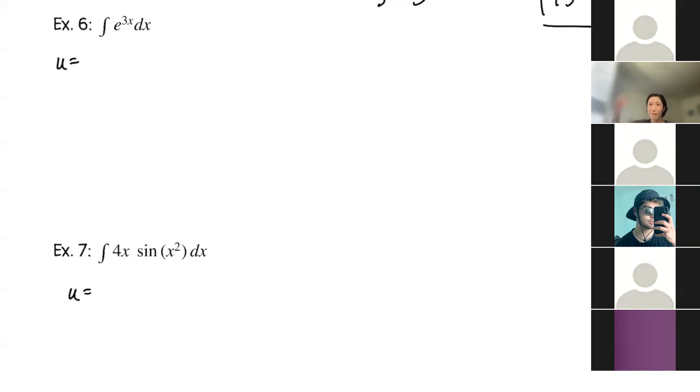All right, so I've got some good guesses here. For number 6, u is 3x. And for number 7, it should be x squared. Okay, so let's talk through why these make sense here.